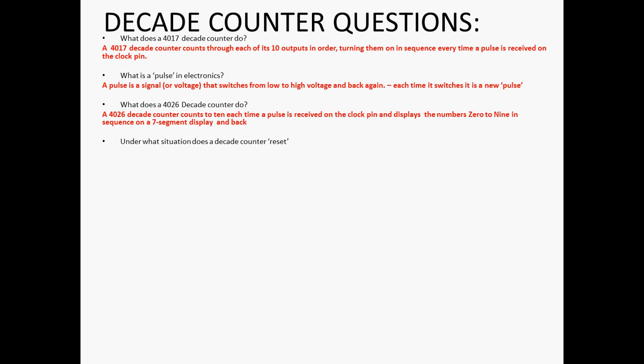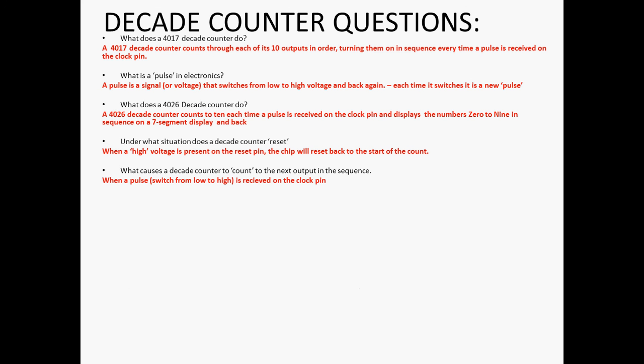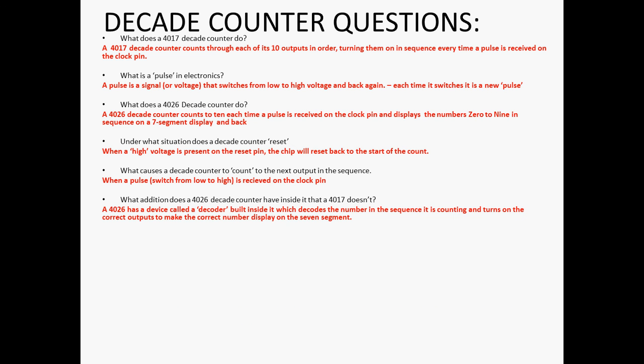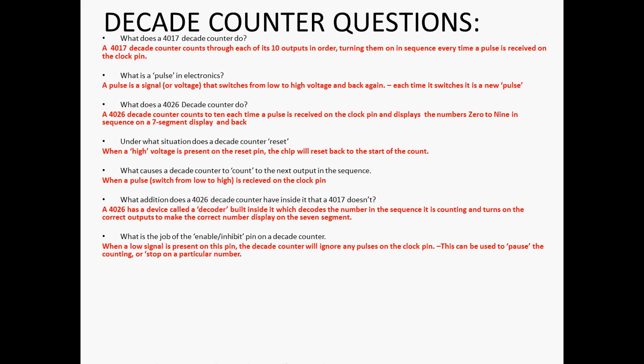It resets when you put a high voltage on reset. What causes one to count? When a switch from high to low is received on the clock pin. That's voltage I'm talking about there, high voltage to low voltage, otherwise known as a pulse. It has a decoder, so it can put the count onto a 7-segment display to enable or disable the chip.